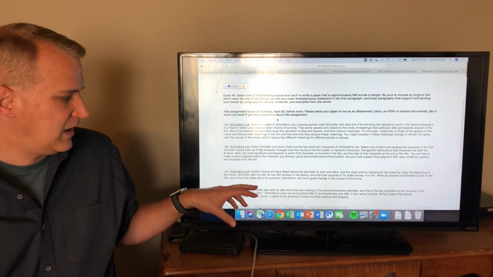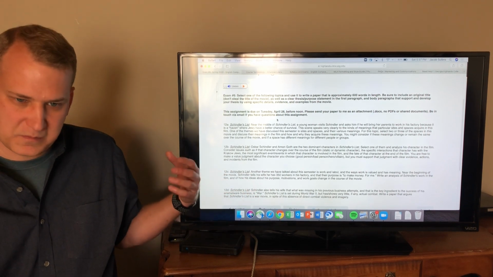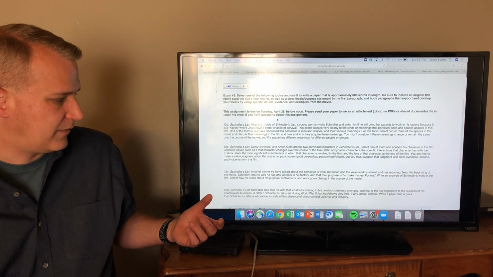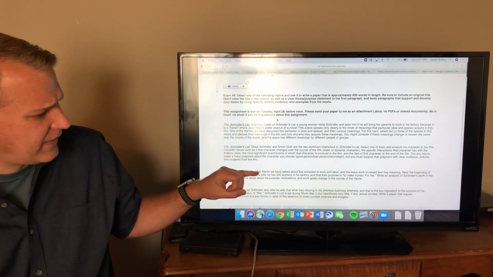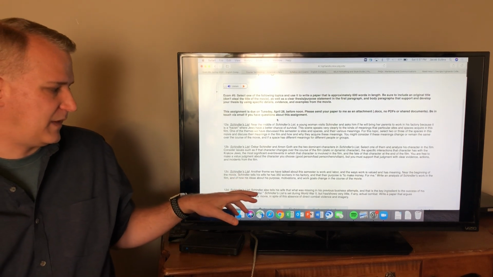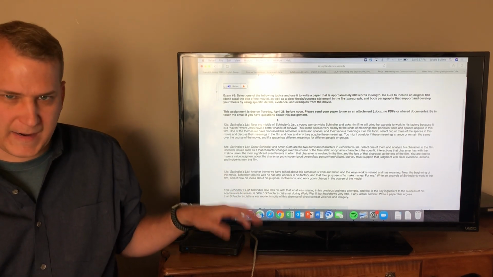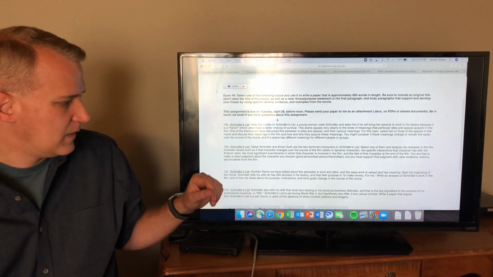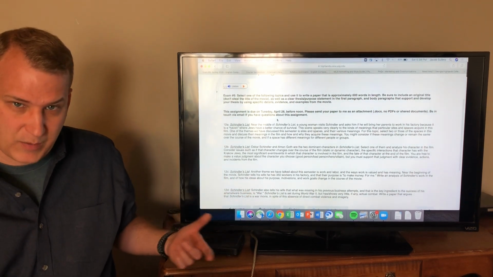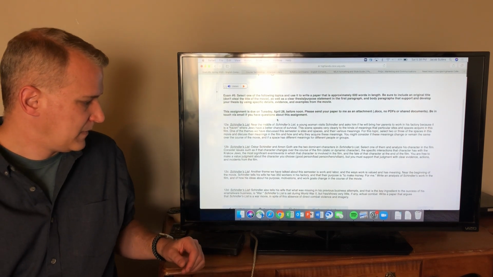Consider the most significant events in which that character is involved, the big choices they make, the big actions they are involved in, and the fate of that character at the end of the movie. You're free to make a value judgment about the character you choose: good person, bad person, hero, villain. But you must support that judgment with clear evidence, actions, examples, incidents from the movie.